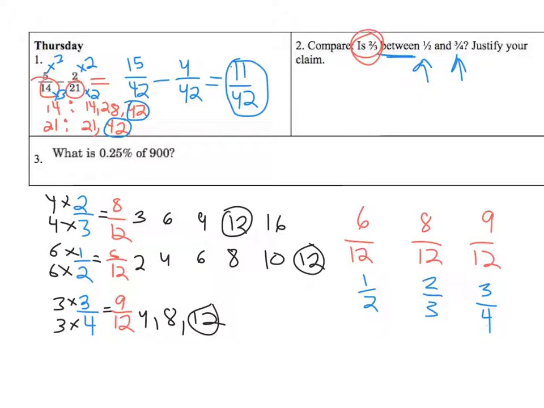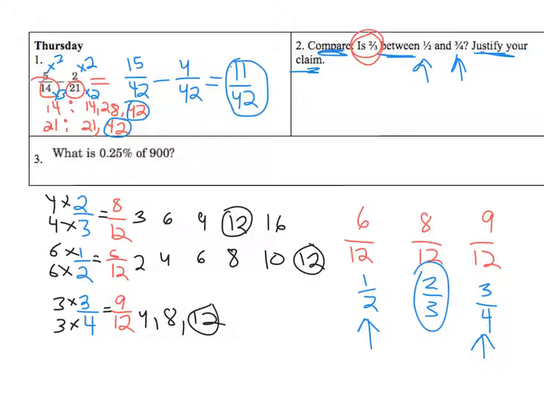Okay, guys, this question is telling us to compare and justify our claim. That means we're going to have to write a sentence with words and really clearly explain it. As you can see, though, we put them in order from least to greatest, and 2/3 really is in between 1/2 and 3/4. It's in the middle. Not exactly in the middle, but it's between them. Okay, so make sure that you have your sentence in there.